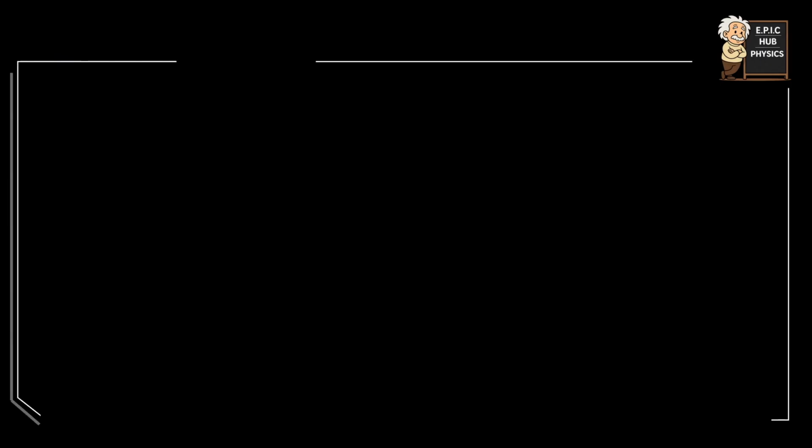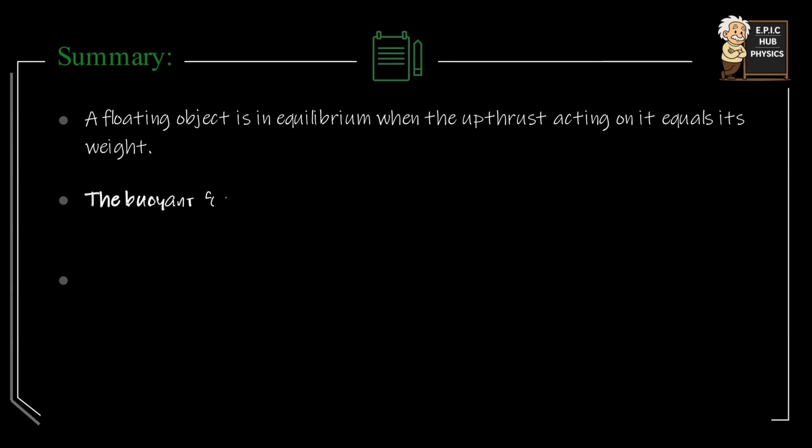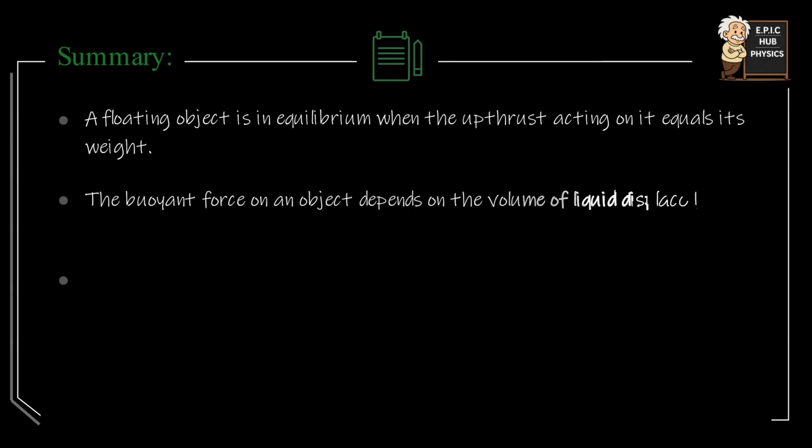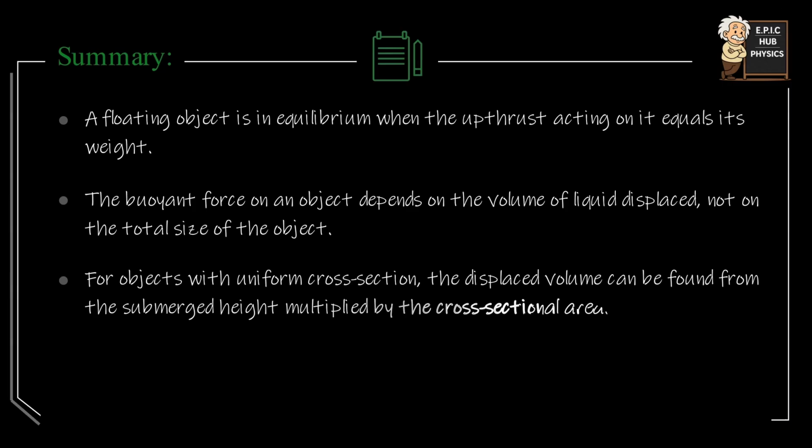We are done with the solution. Let's recap the key points. A floating object is in equilibrium when the upthrust acting on it equals its weight. The buoyant force depends on the volume of liquid displaced, not the total size of the object. For objects with uniform cross-section, the displaced volume is found by multiplying the cross-sectional area by the submerged height.